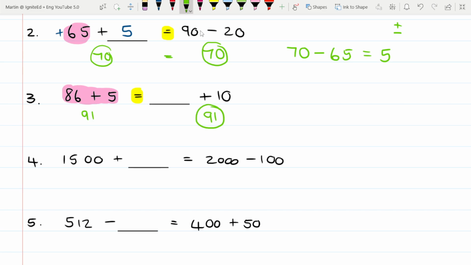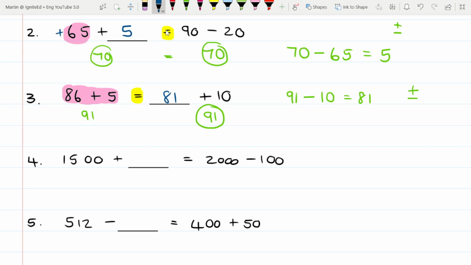And then we do the inverse operation. The inverse of plus is minus. So we've got 91, which is going to be the total. We subtract the 10, which you know we're actually adding, and 91 minus 10 is 81. So 81 plus 10 is the same as 86 plus 5, which is both of them 91.